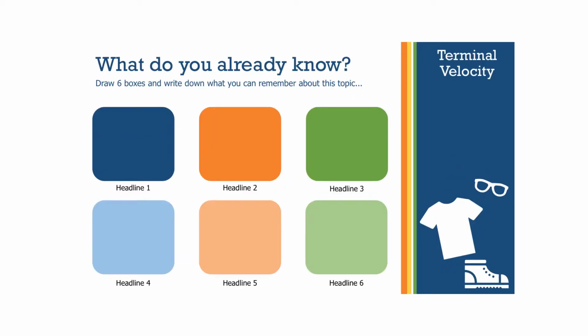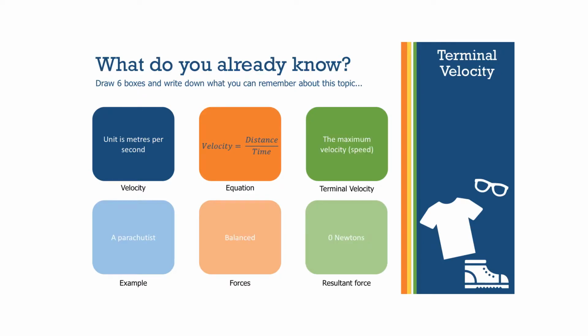So before we begin, let's just draw 6 boxes and then within them write down everything that you can remember about terminal velocity. I've started us off, so the first thing that I thought of was that velocity is measured in meters per second. So now over to you, and when you're ready, press play again, and then we'll look at some of the possible options that you may have come up with.